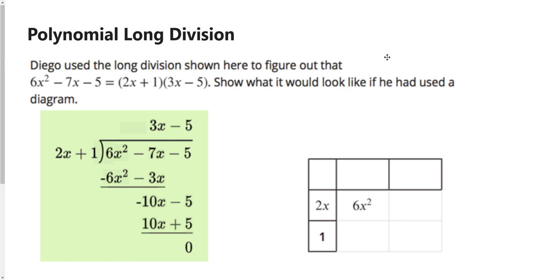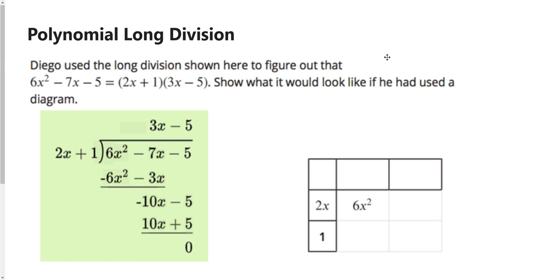Okay. So let's say you have the expression 6x squared minus 7x minus 5. And let's say you had a factor of 2x plus 1. Maybe you knew that negative 1/2 is a solution. But anyway, you attempt to divide by 2x plus 1. And when you do the long division process, you'll see that it works out evenly.